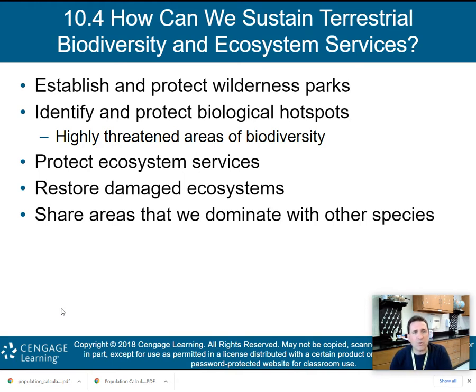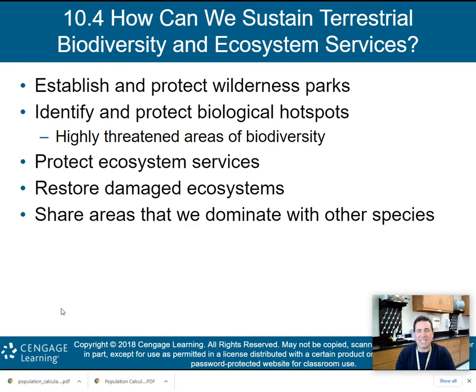So first things we can do is establish and protect wilderness parks, right? That's what Costa Rica did. 25% of its land is now some kind of nature preserve or a park. So we need to protect them, establish them, and then protect them. We need to identify and protect biological hotspots. These are highly threatened areas of biodiversity. We need to find them on Earth, and we need to focus our attention on these biological hotspots.